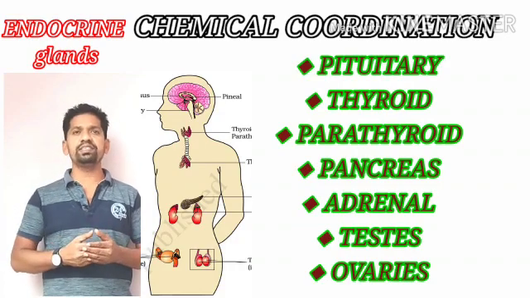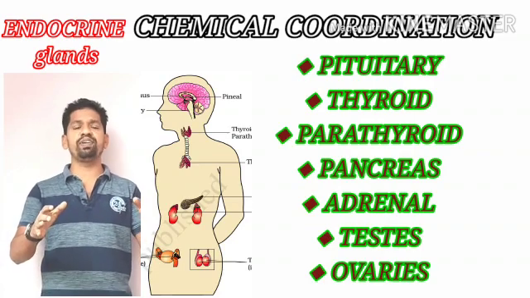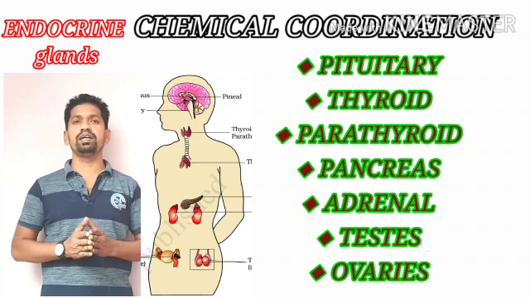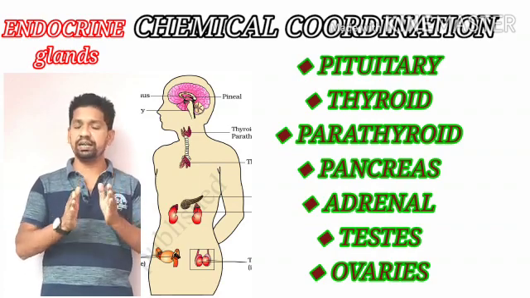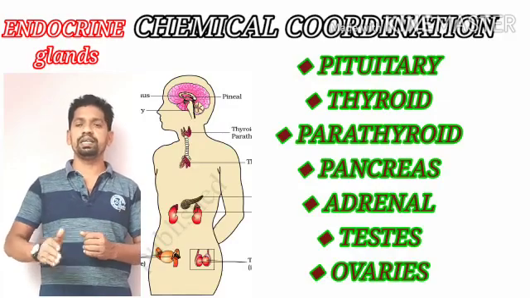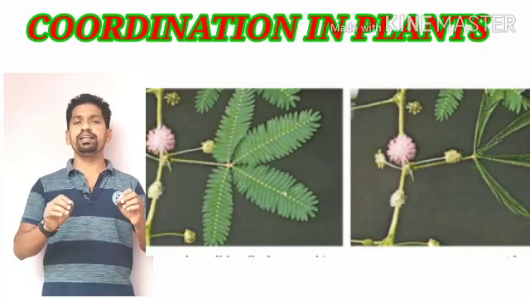Now the endocrine system has the ability to control different types of organs in the body. So here we have the control and coordination in our body through two different systems known as nervous system and endocrine system. In the next video we are going to discuss coordination in plants.